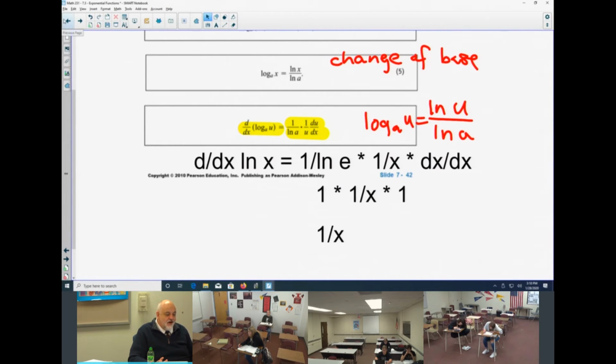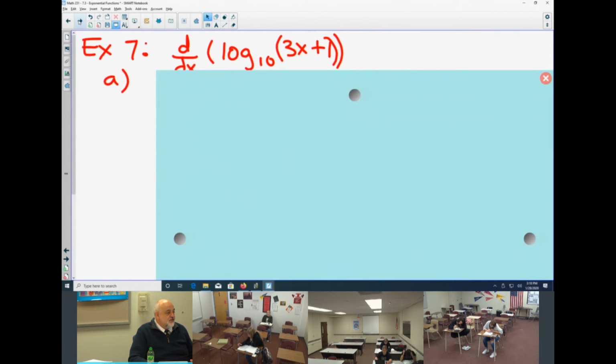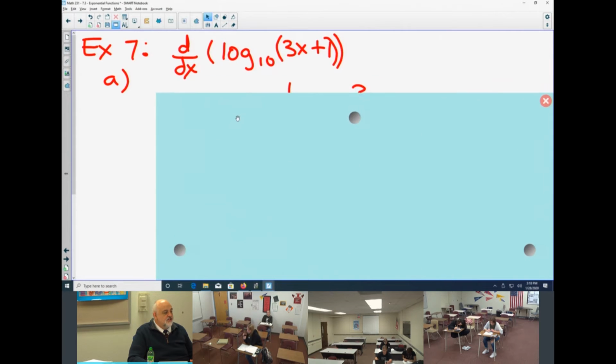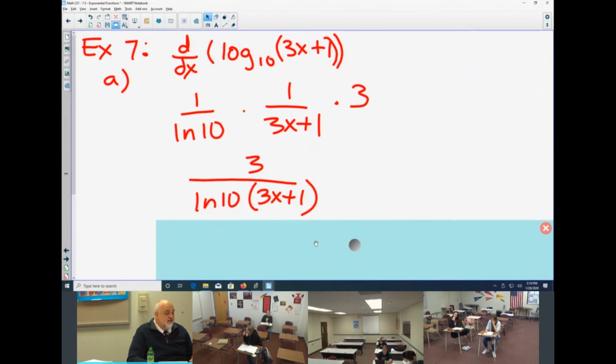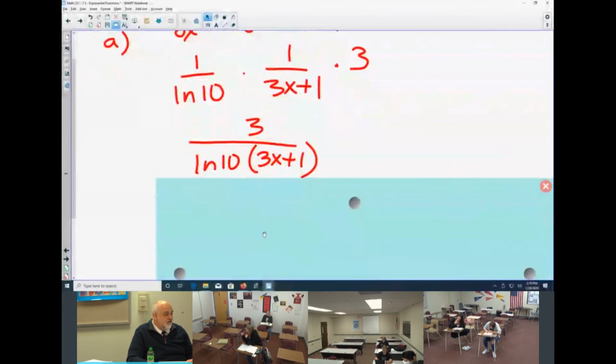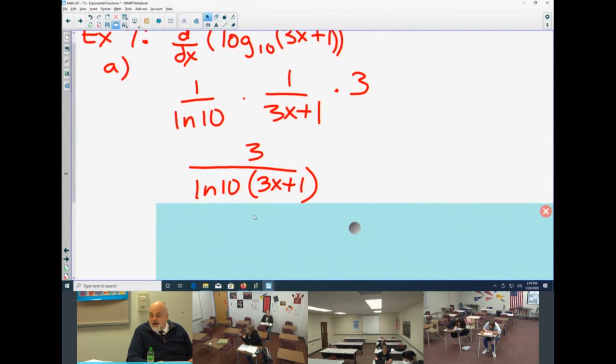All right, so I know I've kind of butchered that a little bit, but let's do some examples here. Let's say we wanted to do the derivative of log base 10 of 3x plus 1. Applying that formula, it's 1 over the natural log of the base, which is 10, times 1 over 3x plus 1 times the derivative of 3x plus 1, which is 3. And that's it. You just write it together. There's really no simplifying you can do. Okay? All right, so do practice 7a.